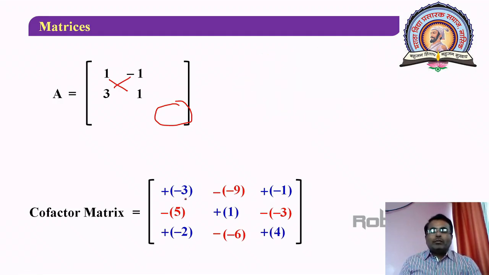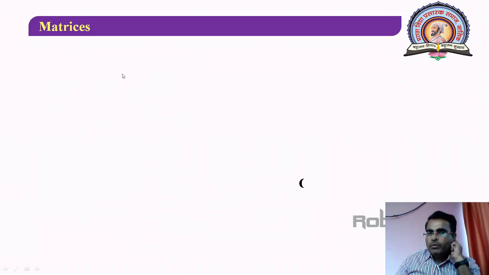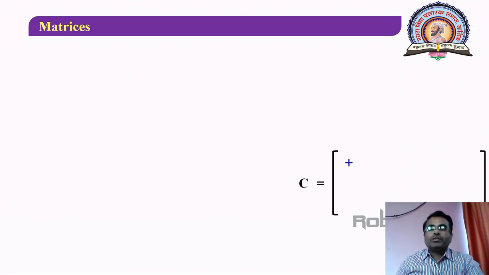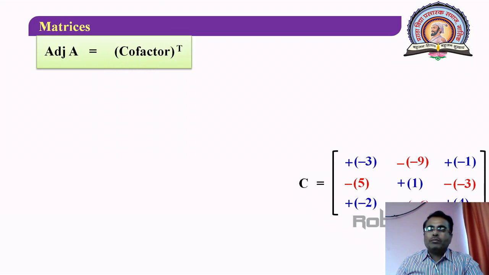So you will observe that here minus 3, plus 9, minus 1, minus 5, 1, plus 3 and minus 2, 6, 4, these are your elements in the cofactor. Hence, whenever we consider adjoint, we need a cofactor. The cofactor matrix we have just seen is with appropriate signs plus minus plus, minus plus minus and plus minus plus. And we have seen that the cofactors we have obtained are minus 3, minus 9, minus 1, minus 5, 1, minus 3 and minus 2, minus 6 and plus 4.